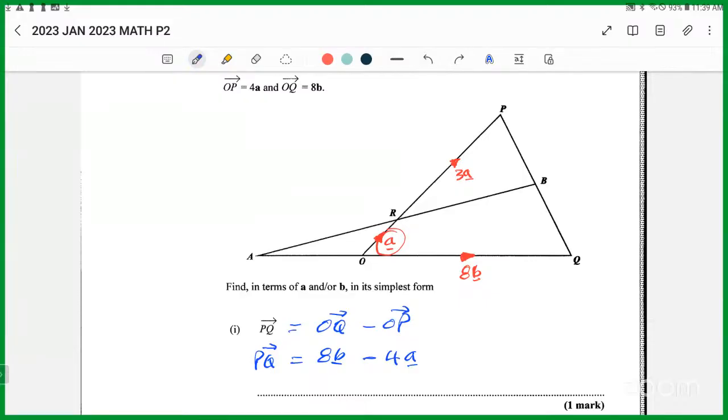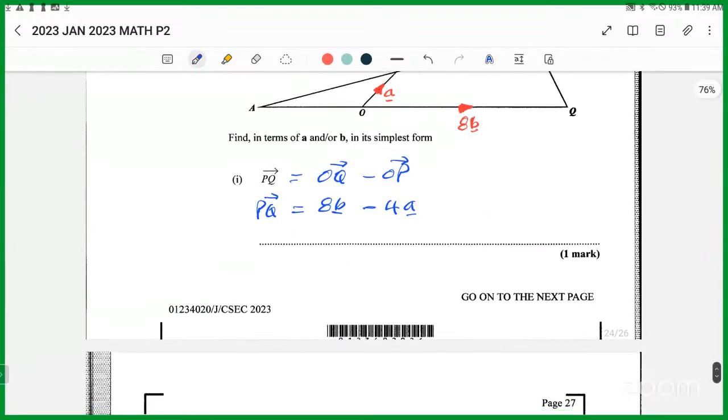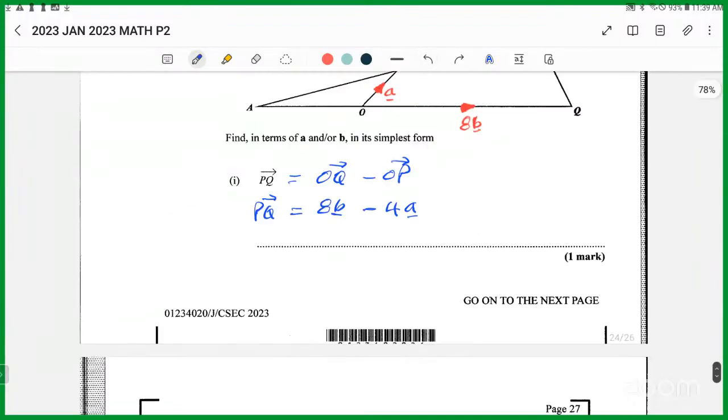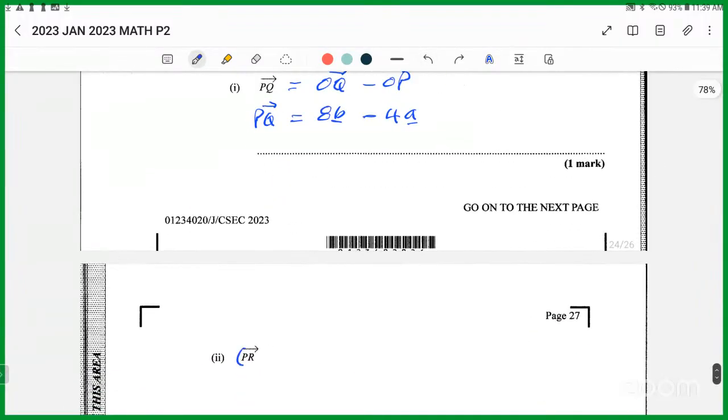When you practice them a lot, you will realize that. That's what the question wants us to find. They want us to find PR. So do we know the position vector of R? We know the position vector of P already. OP is, what was it again? 4A. But do we know the position vector of R?